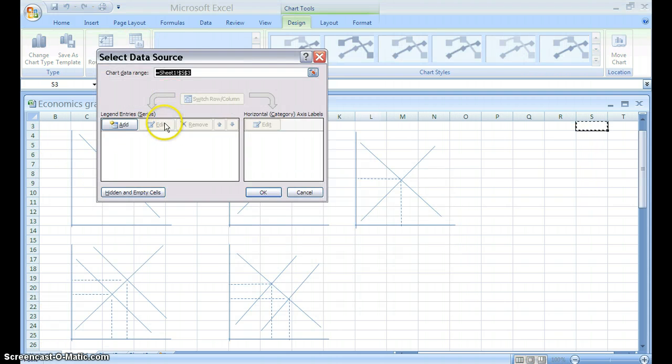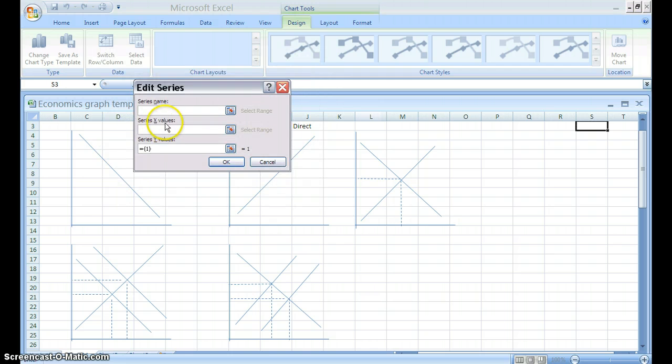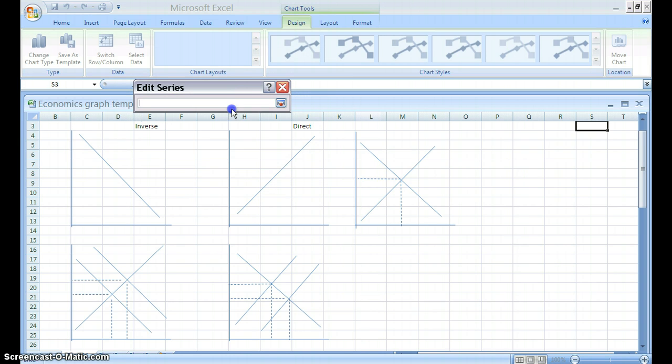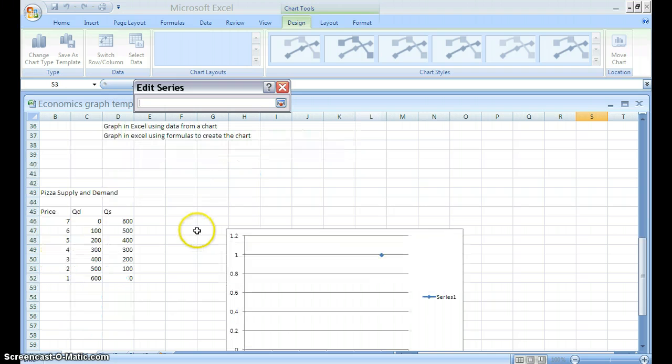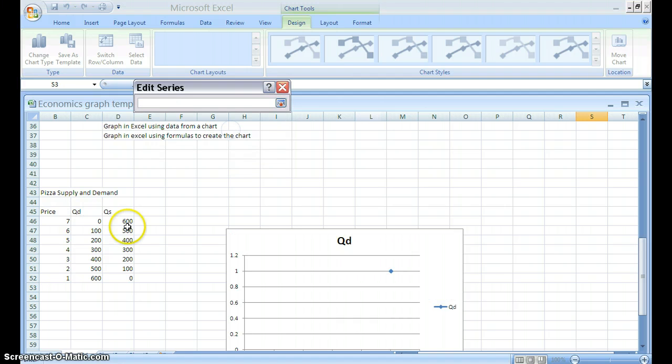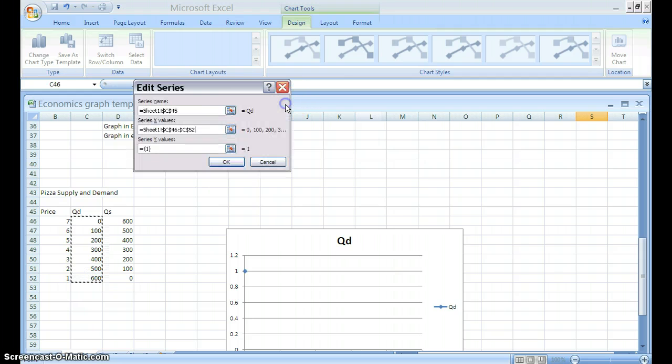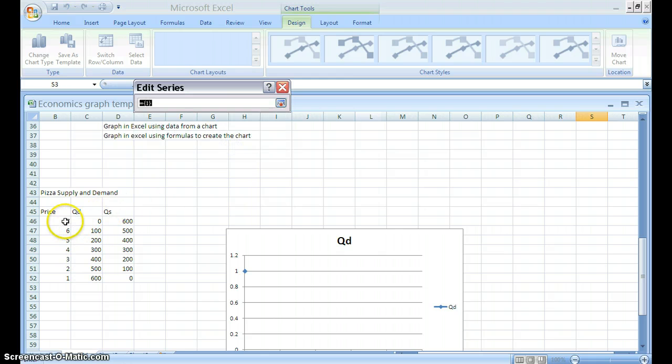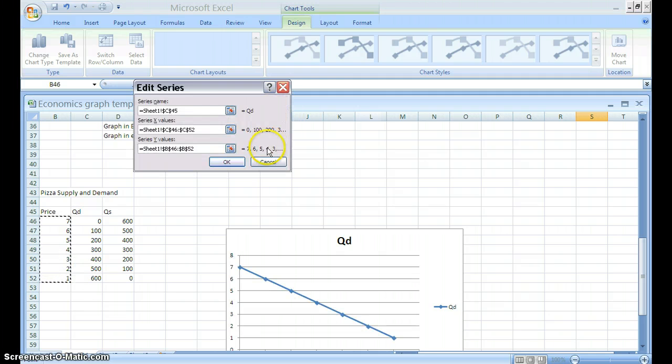I click Select Data. I click Add, and the first thing I'm going to put in is the series name, which for my first series is QD, or quantity demanded. Then I click the data that's underneath that, which is this. This is going to be my X axis. Now it says here your series Y values, or the vertical axis. I click, and that would be the price data. Click again, and there's my demand curve that has just been laid in.